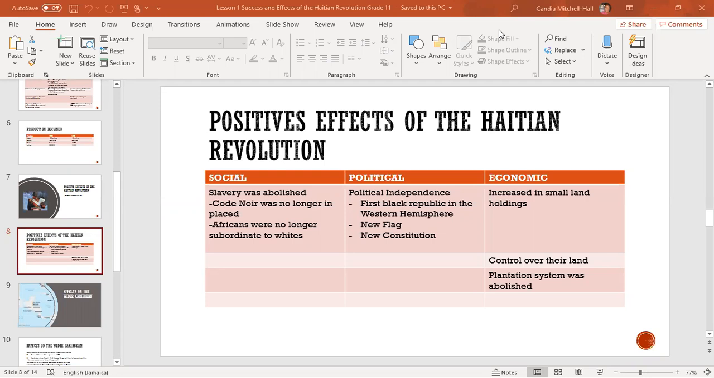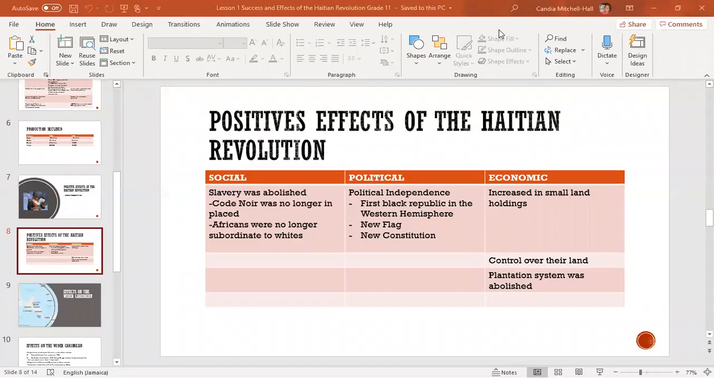Major accomplishment for Haiti. Slavery was abolished. Social positive effect. Political: Haiti received their independence. It was the first Black republic in the Western Hemisphere. They had a new flag, new constitution. What was a constitution? A constitution is a body of laws that govern a country.